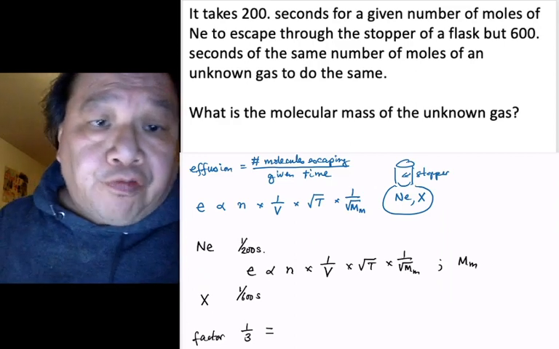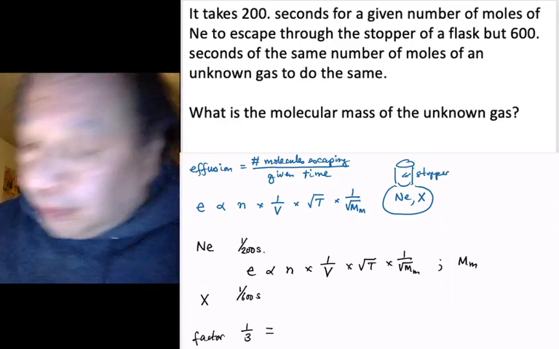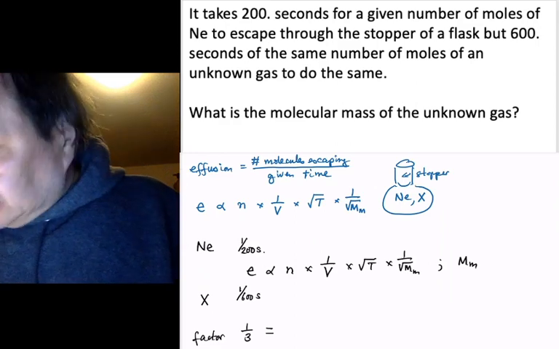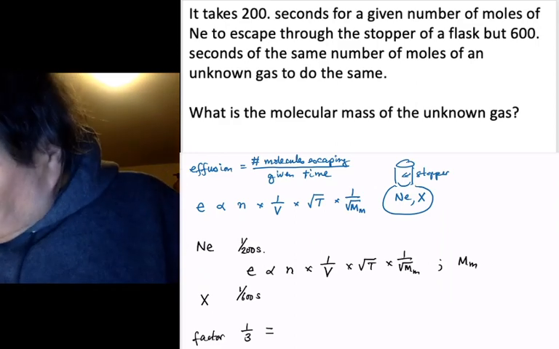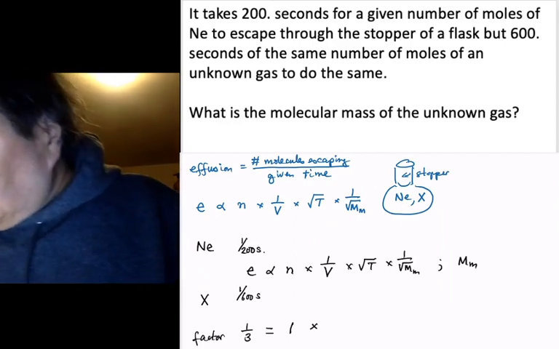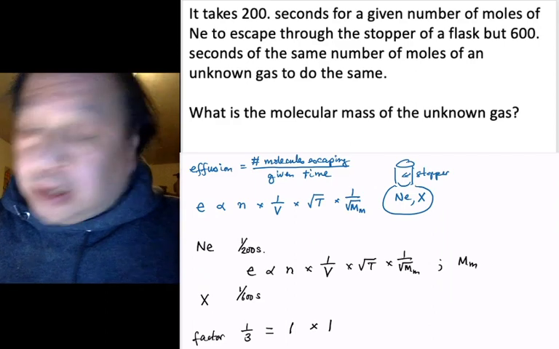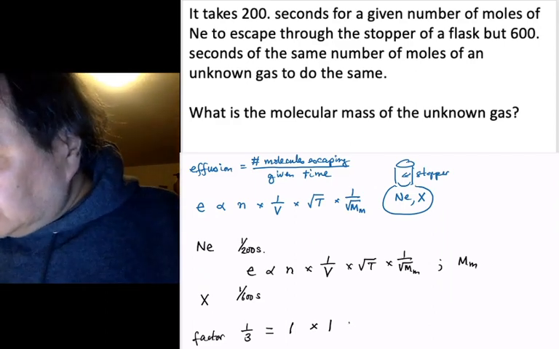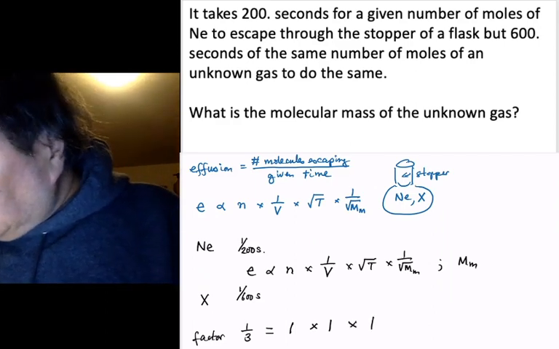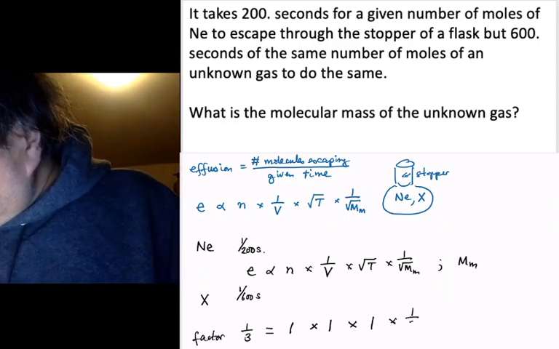And then what's the factor for n? We'll read the problem and figure out the factor for n. And the answer is the same number of moles. So the factor is 1. It's the same flask, so the factor of 1 over v is 1. And if they're in the same container, they are at the same temperature. The factor is 1, and therefore 1 over the square root of the molecular mass must be 1/3.